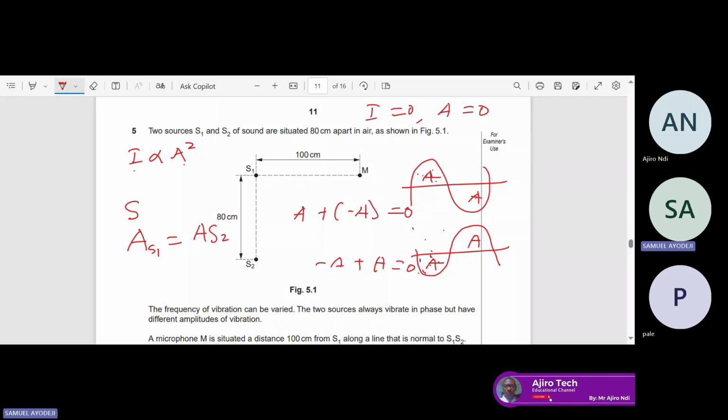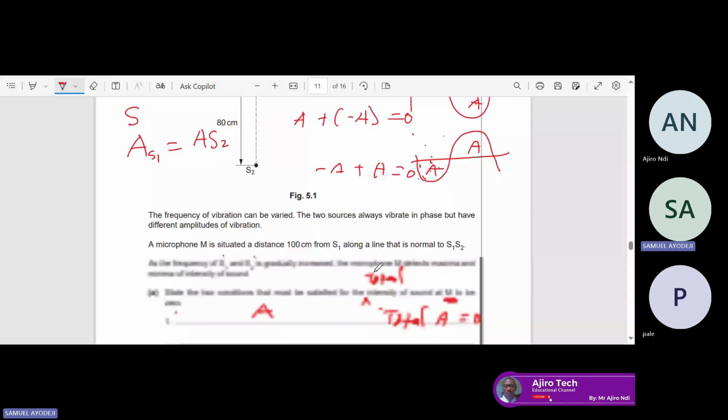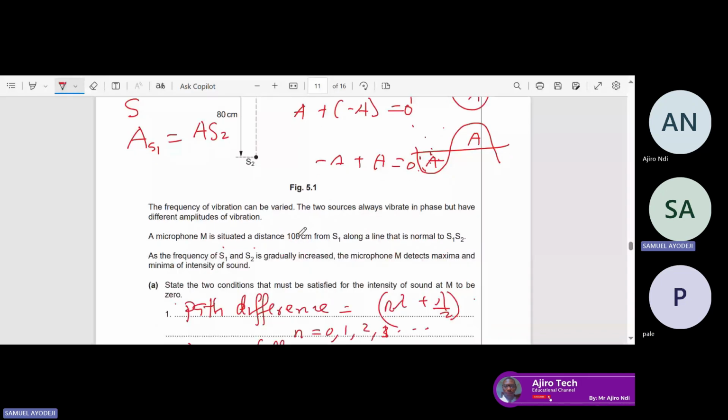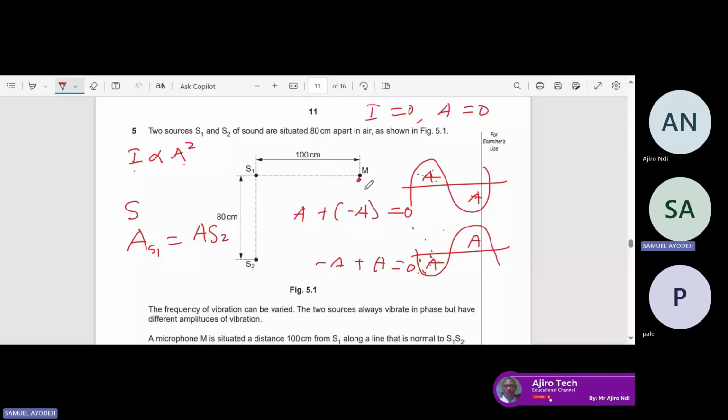Okay. Now, look at it. The question says the intensity at M is 0. So that intensity at M, they are referring to total intensity. Total intensity is the intensity due to S1 and intensity due to S2 at M equal to 0. So from here, if this is equal to 0, it means total amplitude also must equal 0.